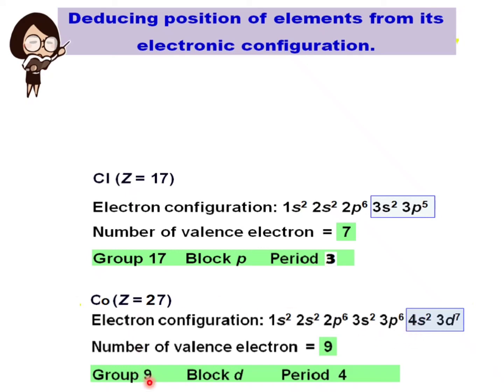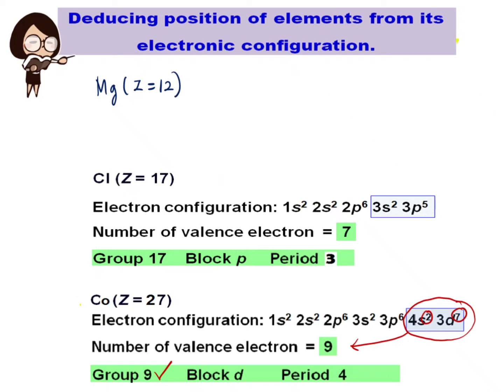Okay, and then how to identify the group? Here the answer is 9 because this one consists of 9 valence electron. Boleh nampak madam dah kata bila dia block D, dia adalah transition element. Okay, so bila transition element, dia mesti include ni 4s dengan 3d as the valence electron. So total dia ada 2 tambah 7 adalah 9. So terus je ambil 9 itu sebagai group 9. Boleh?